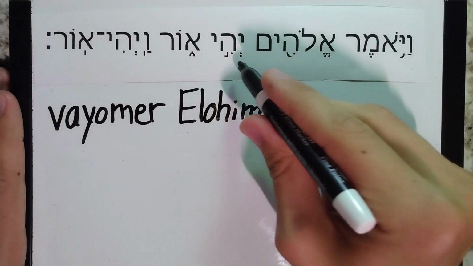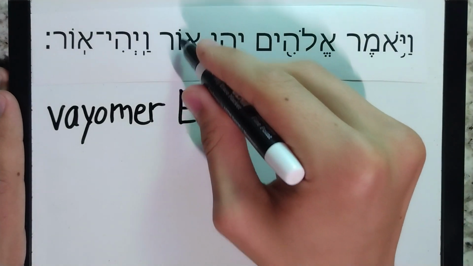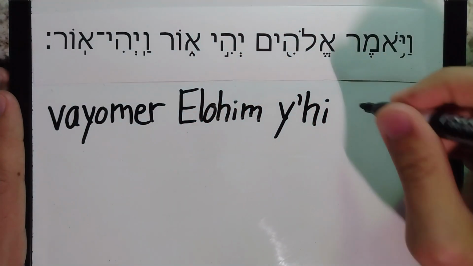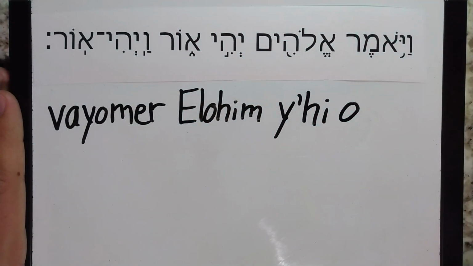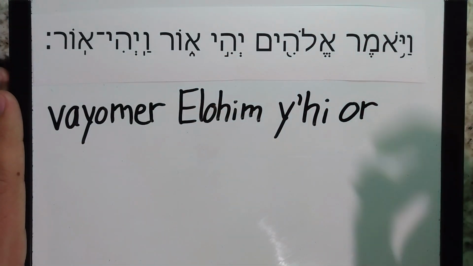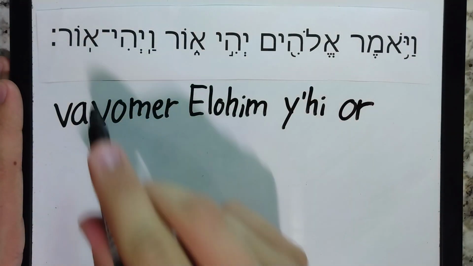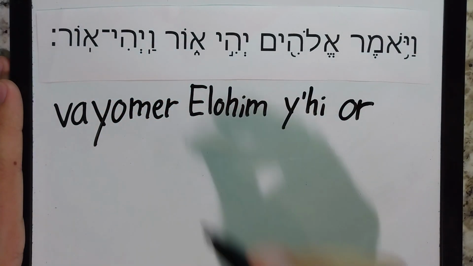The word after yehi starts with a letter aleph, which is silent. Next is a vav with a cholam, which says o, and this word ends with a letter resh, which makes the r sound. Or. Our next word is the word yehi once again, but this time it has a vav and a patak stuck on the front of it.